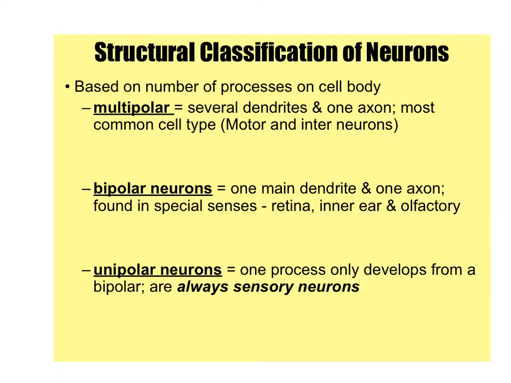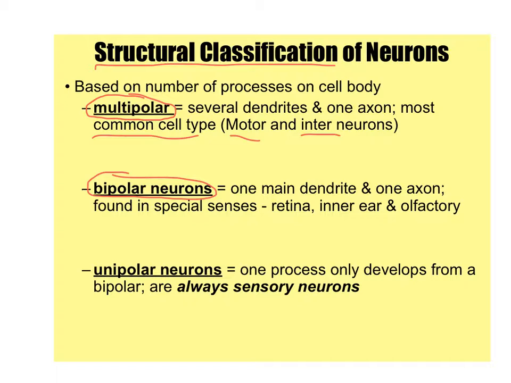Putting neurons into structural classification, so basically classifying on what they look like. The most common type, and this is the one you always see diagrams of, is the multipolar. It is the most common type of neuron in your body. These are both motor neurons and interneurons. Remember, the interneurons are the ones that are located inside your central nervous system. Another type, which is the rarest, are the bipolar neurons. In the next slide, I'm going to show you how to tell the difference between them.